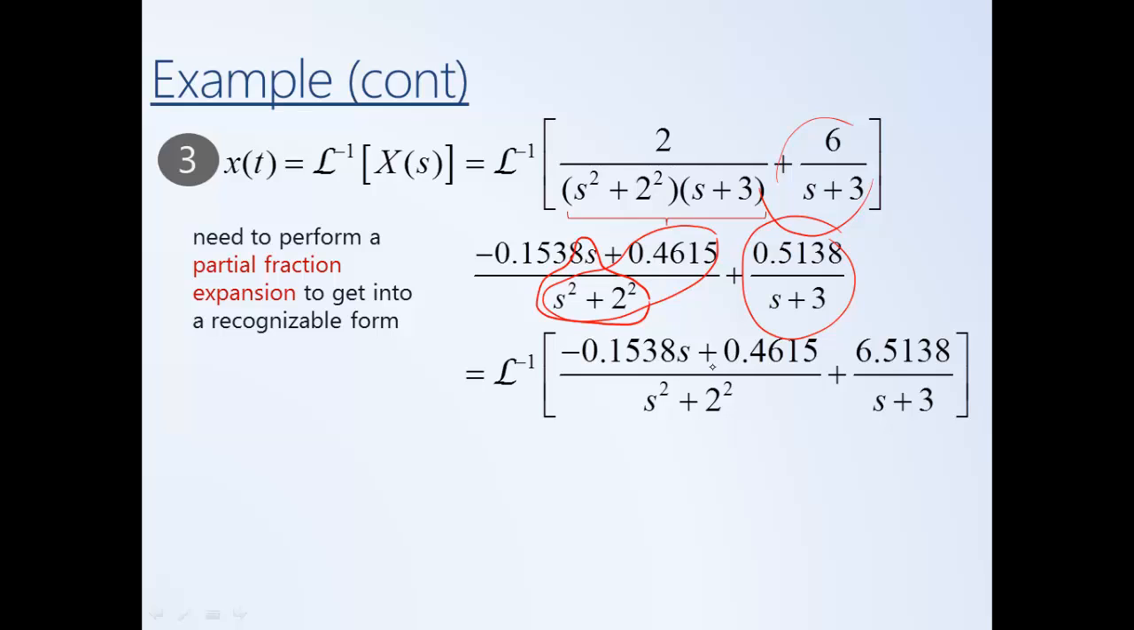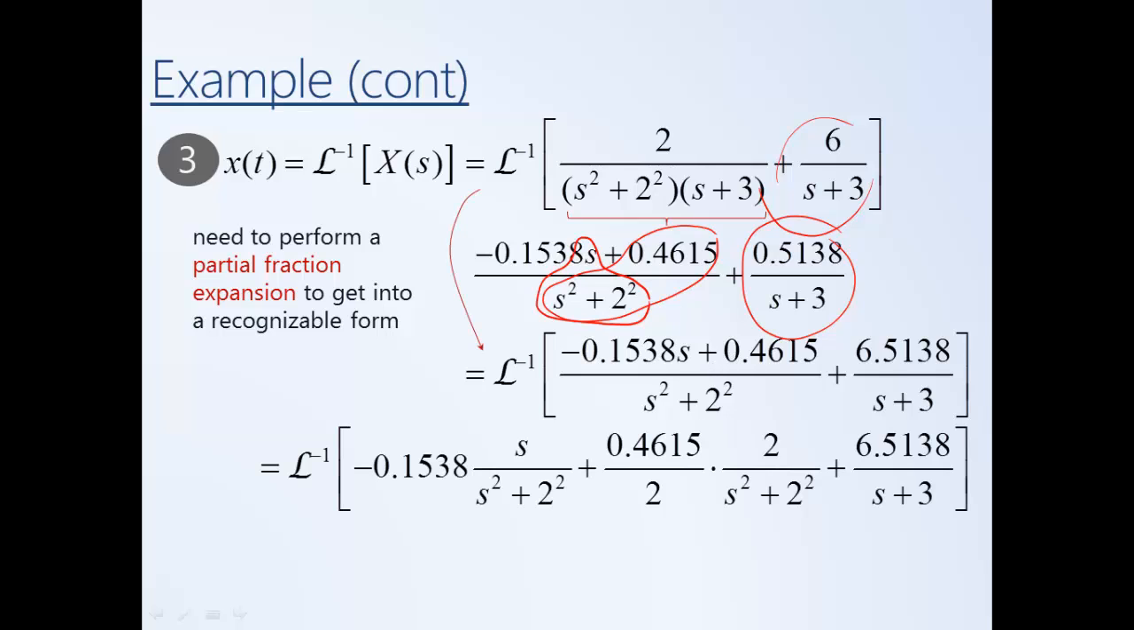Here we'll split these. The s term, this constant will just come out front, giving us this term. In this case, we'll have a constant for the second term, but in order to match the form in the table, we don't want just a constant, we want a 2. So in essence, we multiply by 2 and divide by 2, which is the same as multiplying by 1, so it doesn't change anything, but it gives us the form that we were looking for, omega over s squared plus omega squared, simply multiplied by a constant.